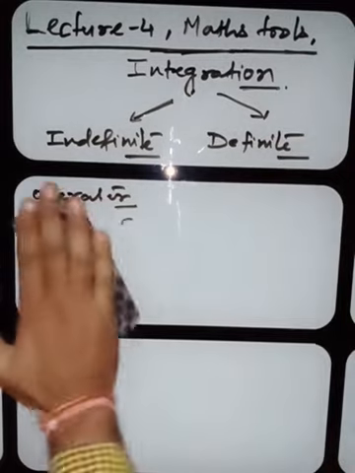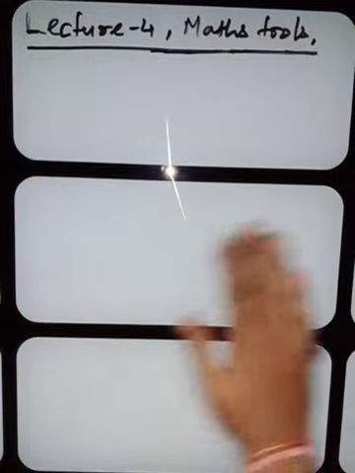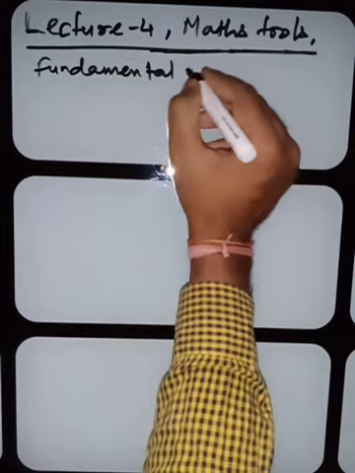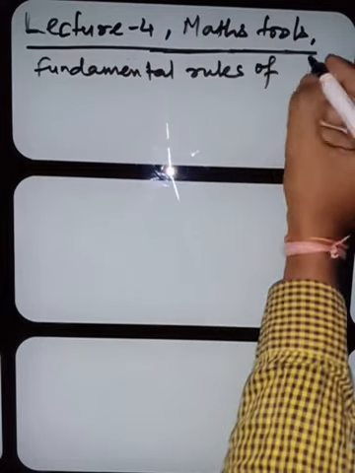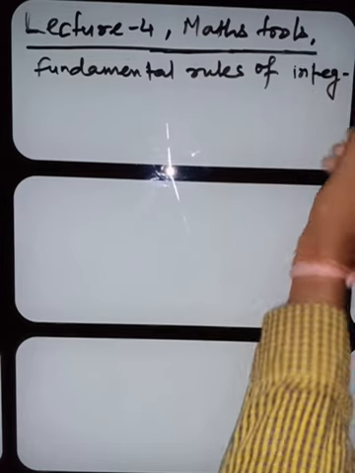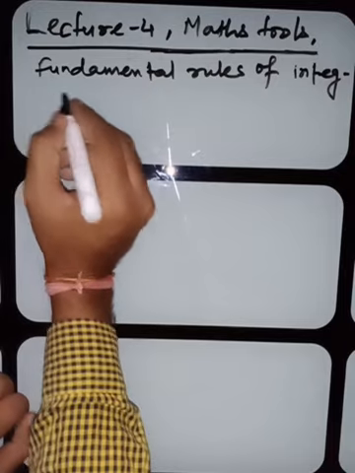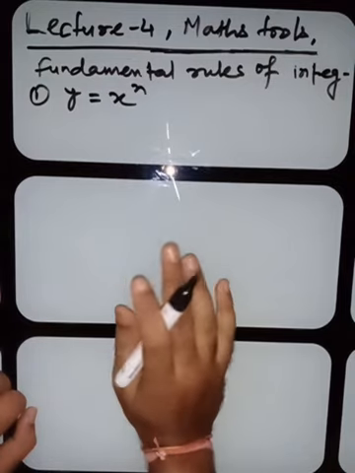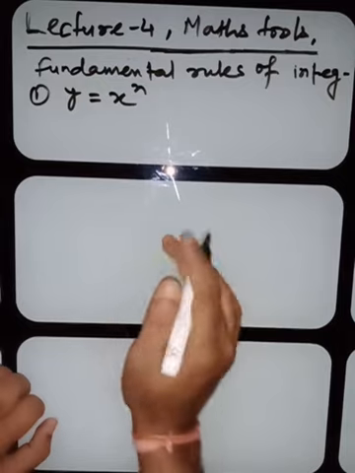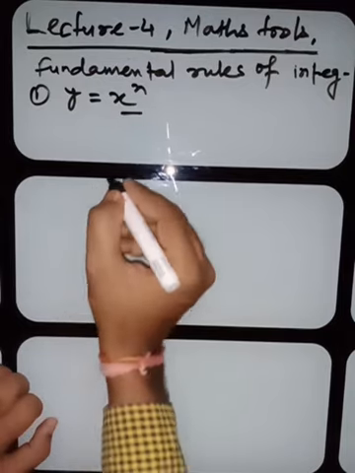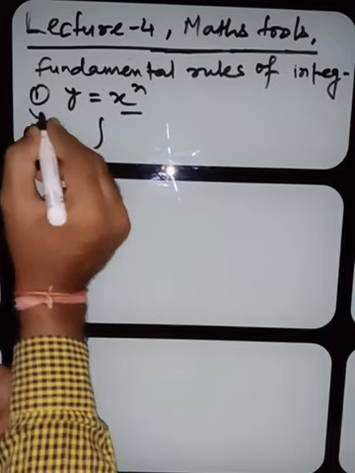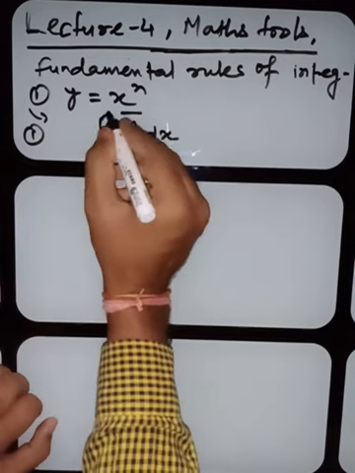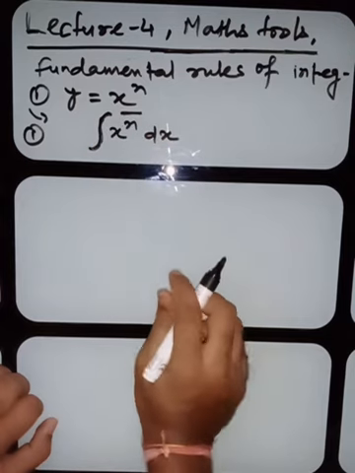Fundamental rules of integration. Okay, so the first rule, my dear students, if any function is in this form, y is equal to x to the power n, the same function it was in differentiation also, I hope you remember. But here I will not write in this way, we will write directly in this way, the first rule, like this one. Okay, just to understand, I have written x to the power n dx. This is the operator, like the curve s, or the snake.